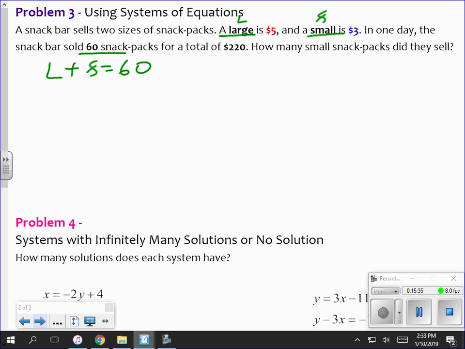So, the other one is how much it's worth. The large one sold for $5 each.